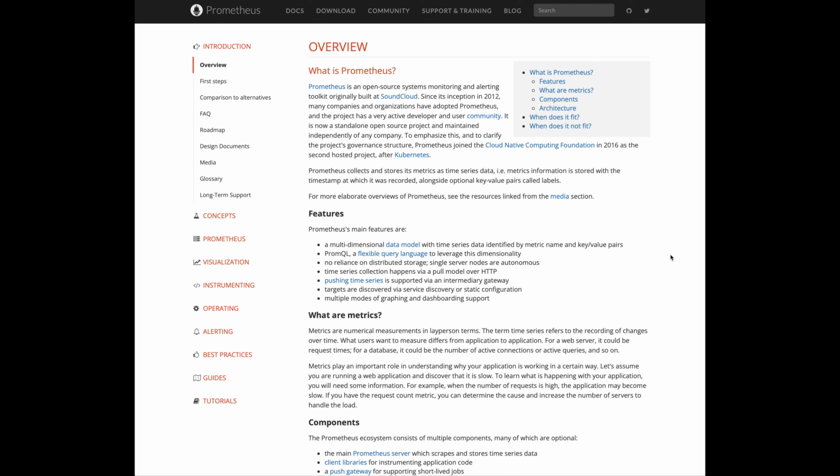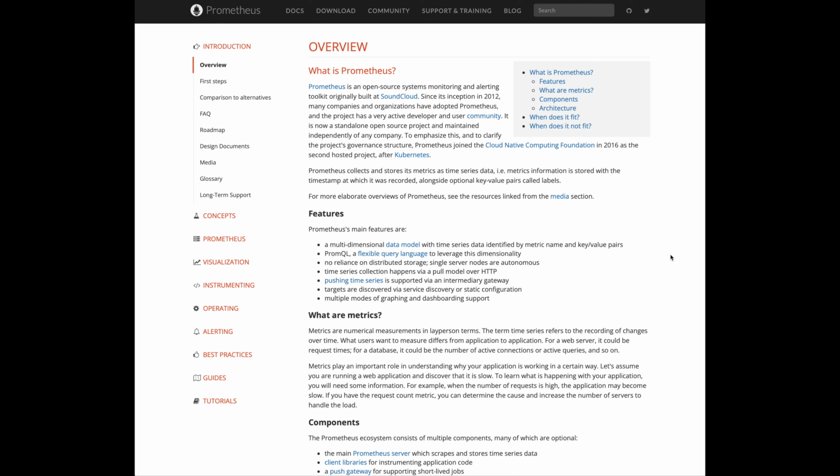A multi-dimensional data model with time series data identified by metric name and key value pairs. PromQL, a flexible query language. No reliance on distributed storage. Single server nodes are autonomous. Time series collection happens via pull model over HTTP. Pushing time series is supported via gateway. Targets are discovered via service discovery or static configuration. Multiple modes of graphing and dashboarding.